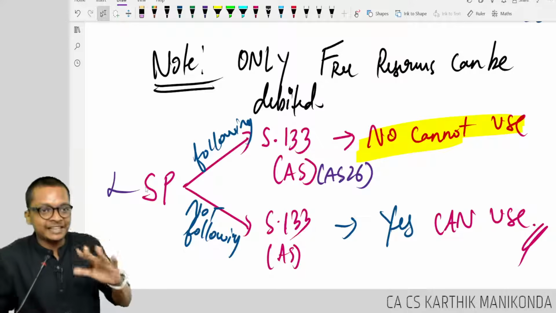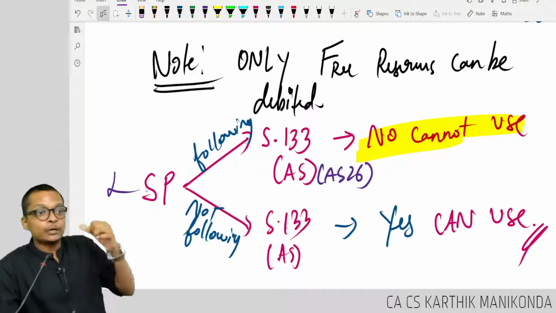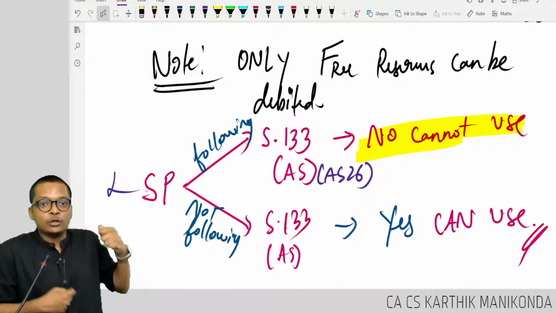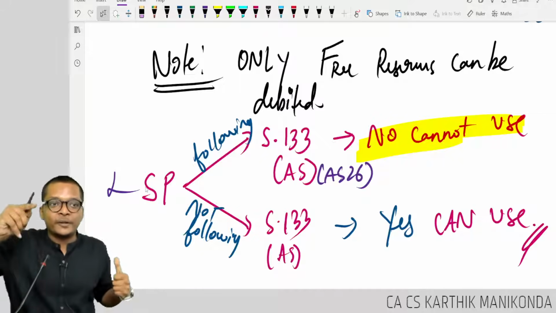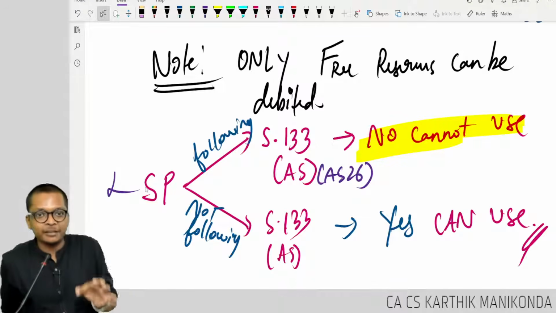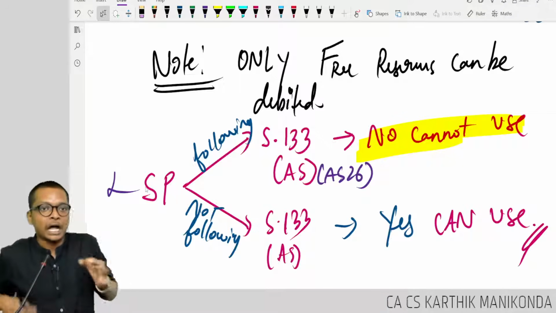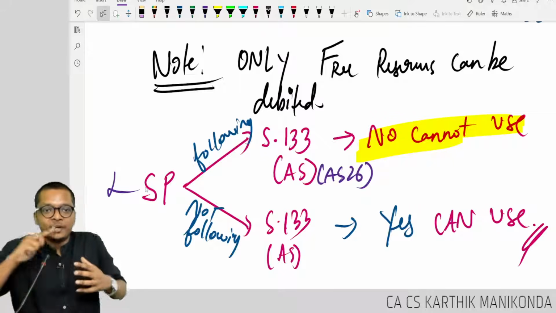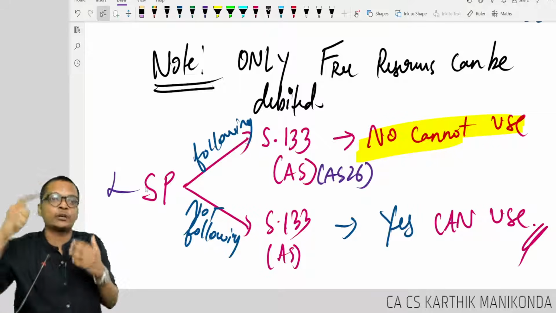Which shareholder? Generally, which shareholder will give? Equity shareholder. The premium is given by the equity shareholder, so how can I use it for preference shareholders? I will repeat: the premium given to me is given by the equity shareholder. How can I use that premium for redemption of preference shareholders?